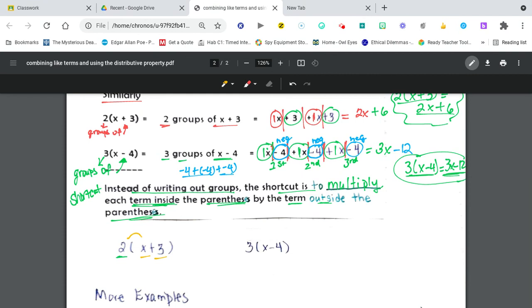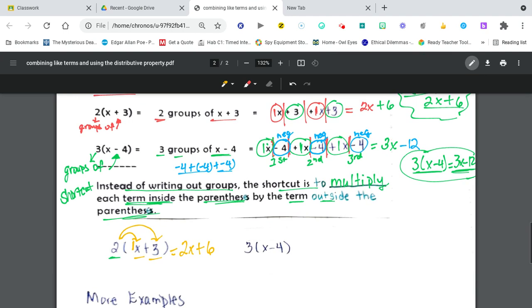Okay? So 2 multiplies x, and that's an understood 1. So 2 times 1x is 2x. And then the 2 multiplies the 3. 2 times 3 is 6. And that's a positive 3, so I put plus 6.